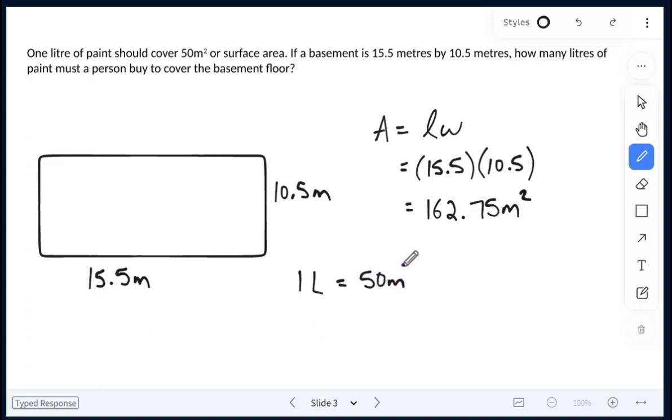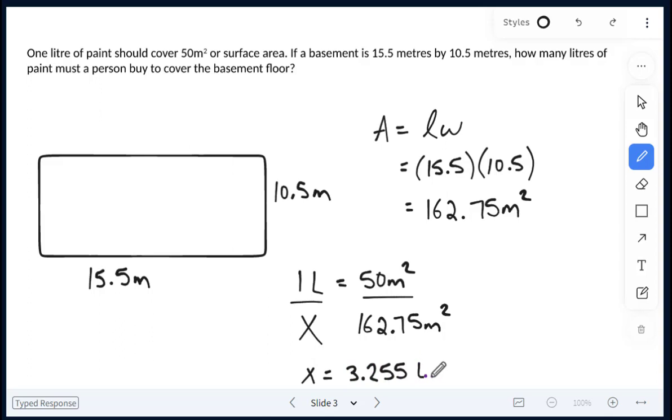So I'm going to use ratios. Okay, so 1 liter of paint covers 50 meters squared of surface area. We know our area is 162.75 meters squared, and we have to solve for how many liters. So cross multiplication, just a review of ratios here. 1 times 162.75 will divide by 50, and that gives me the liters. It's 3.255 liters, but because paint is going to be sold as liters, 3 liters will not be enough, so we'll just have to round that up to buying 4 liters so that we have enough paint to cover that basement.